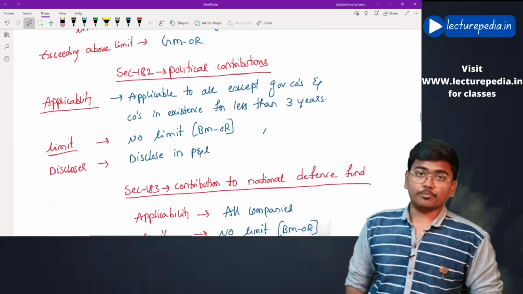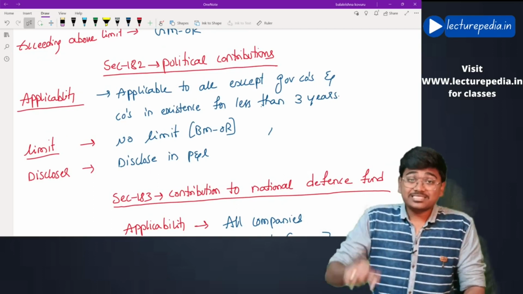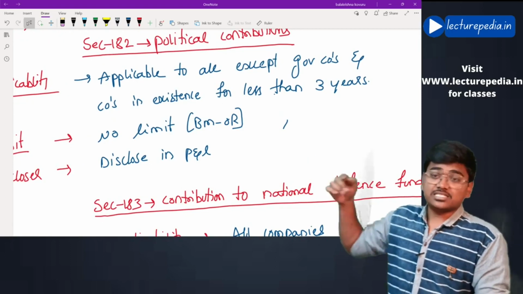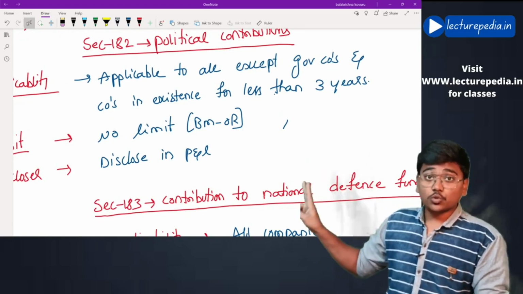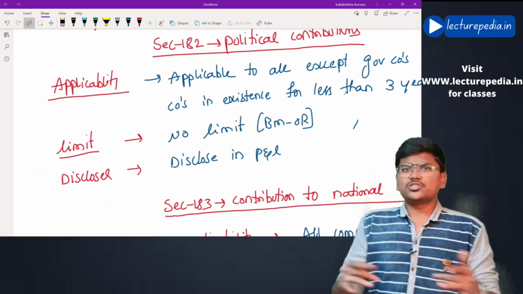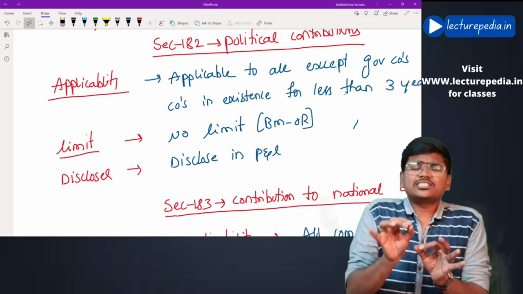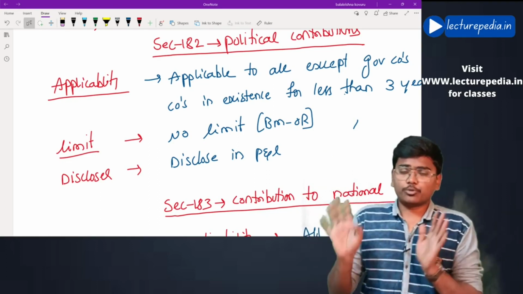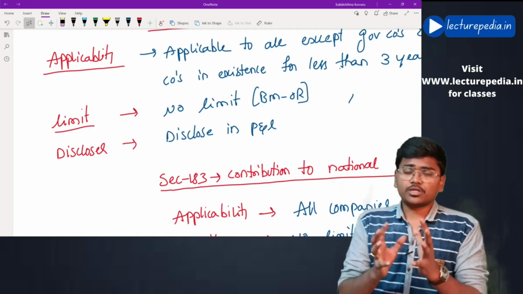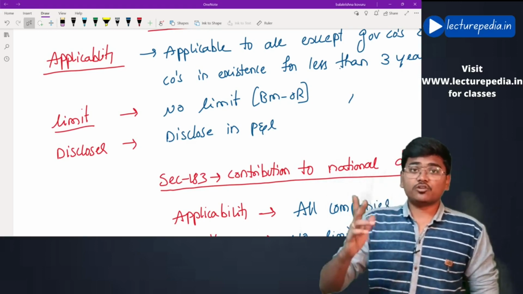Next, section number 182, political contributions. First of all, applicability. This section is applicable to all companies except 2 companies. What are they? Government companies and company which is in existence for less than 3 years. That means these 2 companies cannot give any political contributions. Hope that is clear. Now, what is the limit? There is no limit. Whatever the amount of political contribution that the company wants, it can give by taking just board meeting ordinary resolution. Okay, shareholders approval is not required. Disclosure. Such amount which has been contributed to political contributions must be disclosed in the profit and loss account of the company, on the face of profit and loss account.